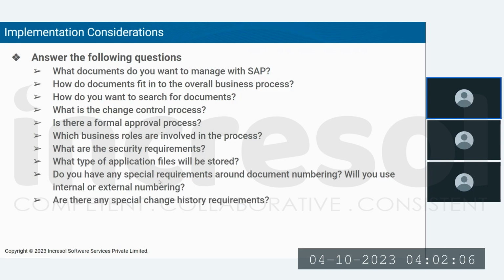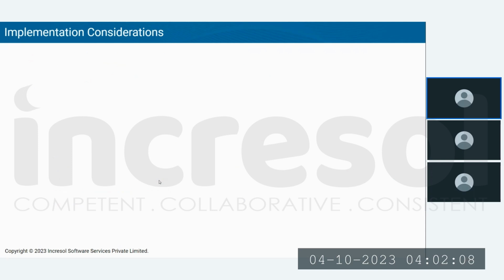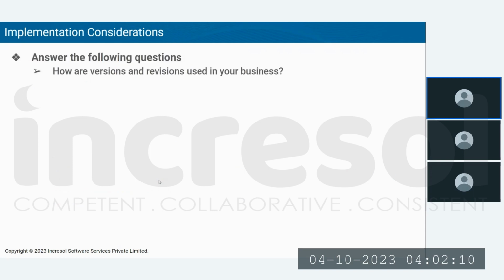Any special change history requirements? And versions and revisions. Suppose you have docx files uploaded and someone needs to download it, edit it and change something, and the check-in checkout process will happen through this. So if you identify any such versioning is required for the documents, you need to inform the partner, so that they can enable the versioning or the change control process for the documents. Accordingly, the tracking will be enabled on top of those documents.